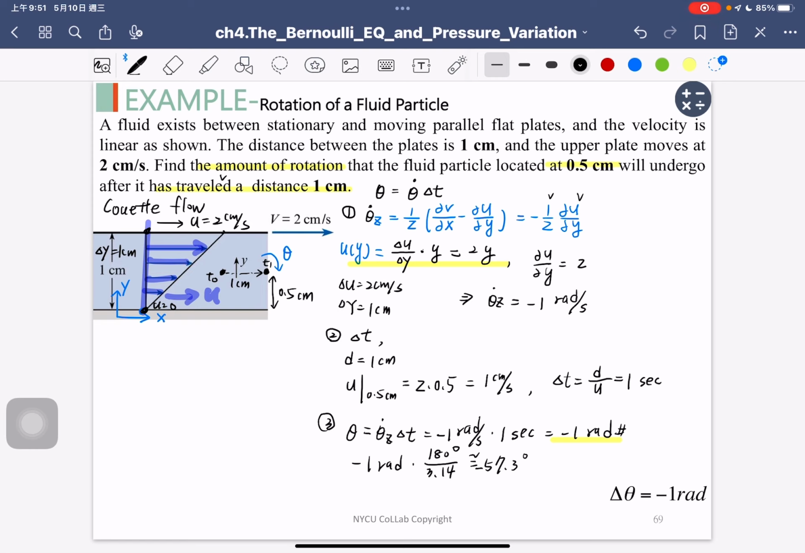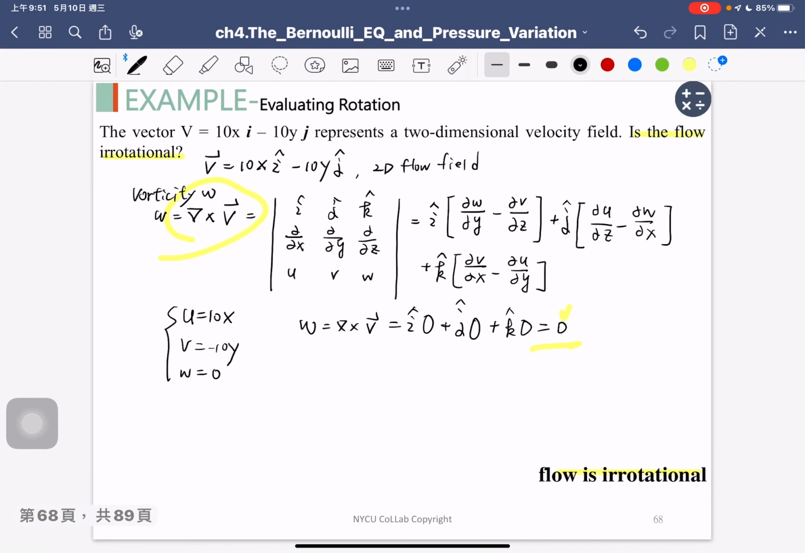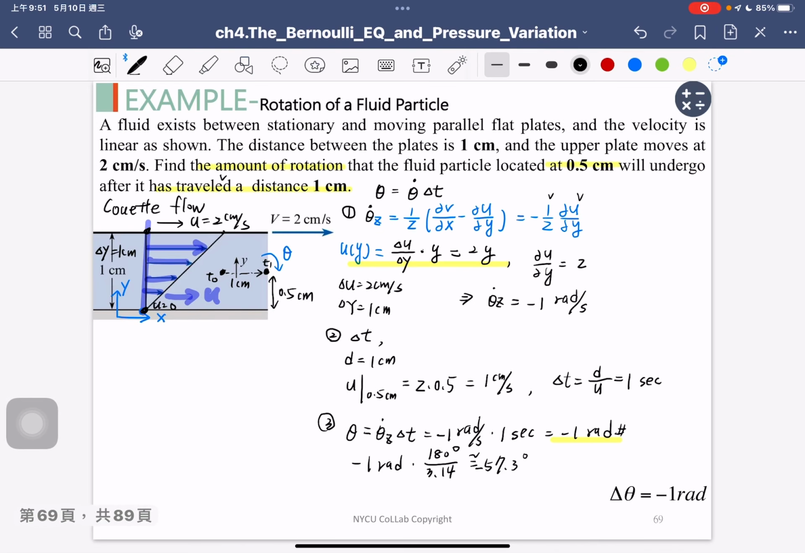Okay, so this is a very good exercise we can practice. In the first exercise, we learned how to define whether the flow is rotational or not. In this exercise, we computed the vorticity equals 0, so we can conclude that the flow is irrotational flow. And the second, for the Couette flow, we know the flow is rotational flow, so that we will have the theta rate. As you can see, the theta rate here is not equal to 0. So we conclude that the Couette flow is rotational flow.